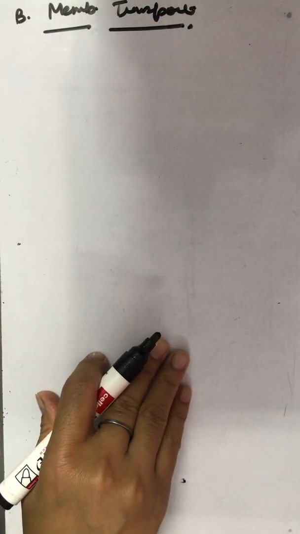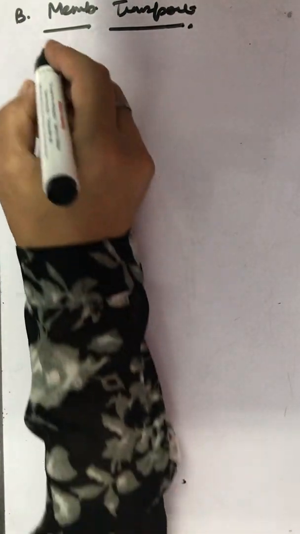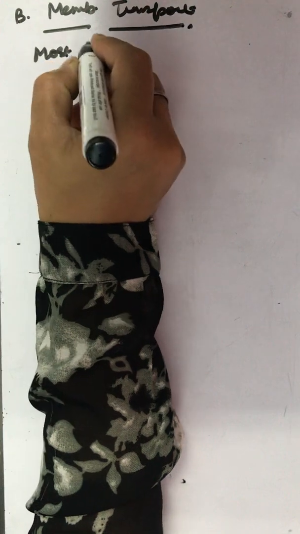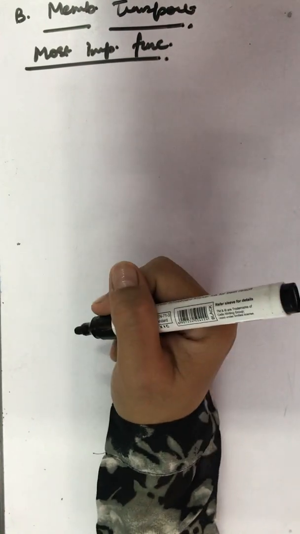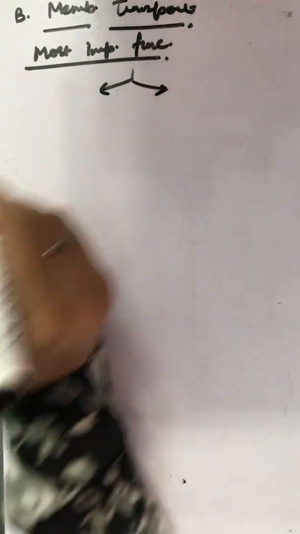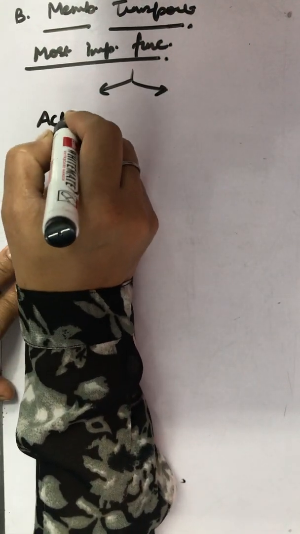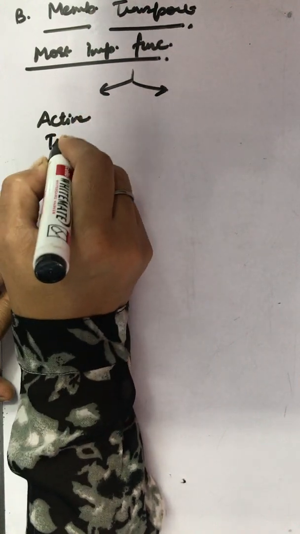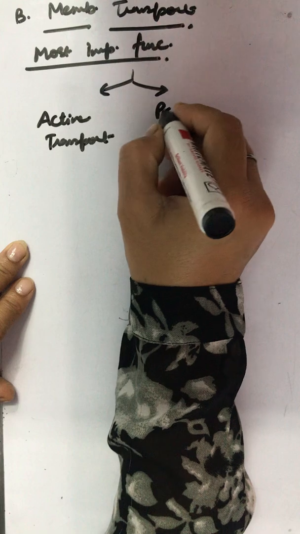Membrane transport, this is one of the most important functions of any cell membrane. Why do we say most important function? Because it allows the transport of materials in and out of the cell membrane or the cell. It has two methods. One is the active transport. Another one is the passive transport.